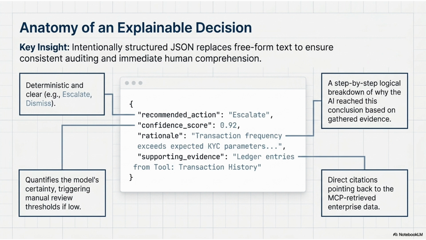The recommendation is intentionally structured rather than free-form text. It includes the recommended action, confidence score, rationale, supporting evidence, and suggested next steps, enabling investigators to understand why the AI reached its conclusion.